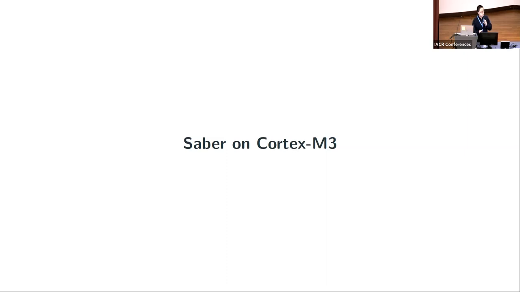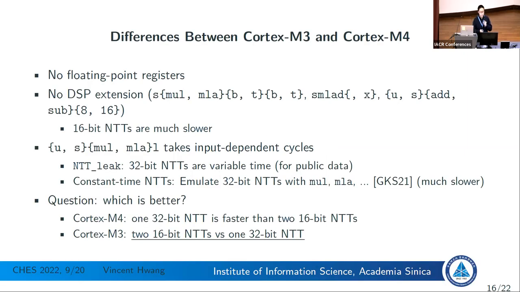Next, we look into how to implement Saber on Cortex-M3. There are significant differences between them in terms of performance. The first one is that there are no floating point registers and there is no DSP extension. The absence of DSP extension degrades the 16-bit computation. As for the long multiplication, it cannot be applied to computing secret data, so we can only use it to compute the public matrix. As for the 32-bit computation for the secret, we have to emulate the 32-bit arithmetic. This is implemented in the paper GKS21.